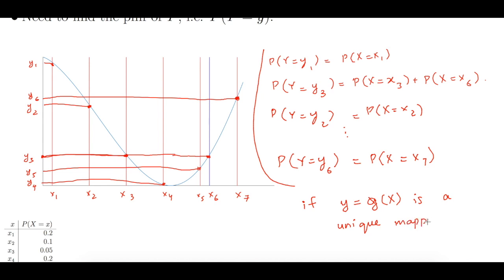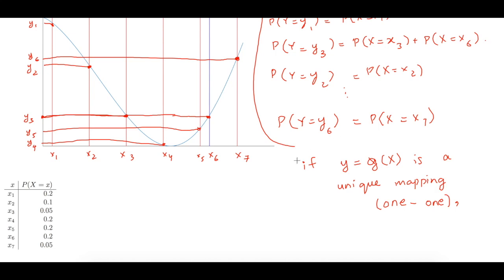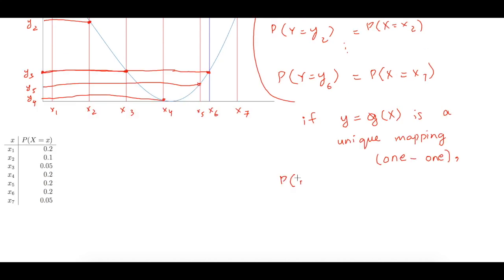By unique, what do we mean? One-to-one mapping. Then we'll use p of y is equal to y. This is the probability of g of x is equal to y, which is equal to probability of x is equal to g inverse of y. So this g inverse exists. Why? Because this is one-to-one. Okay, so this is my first case.